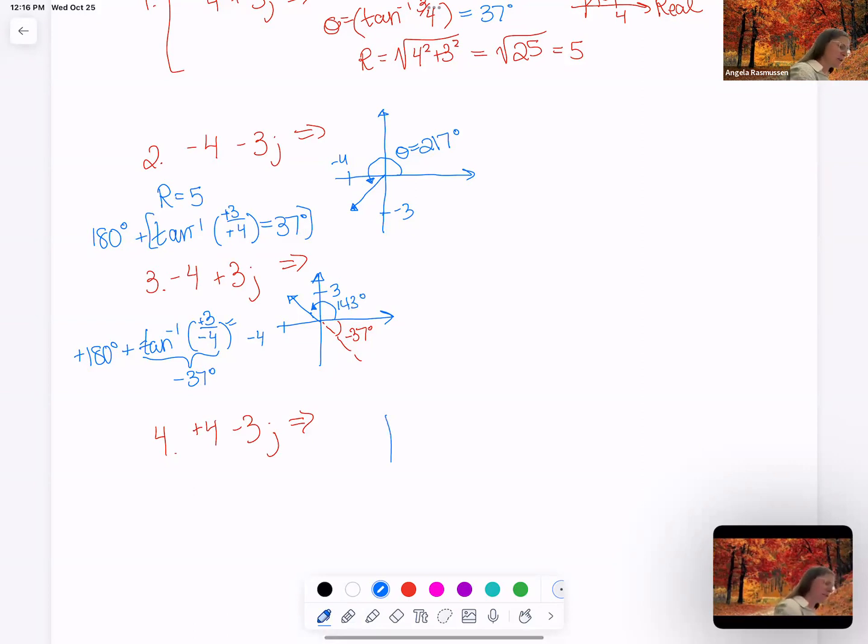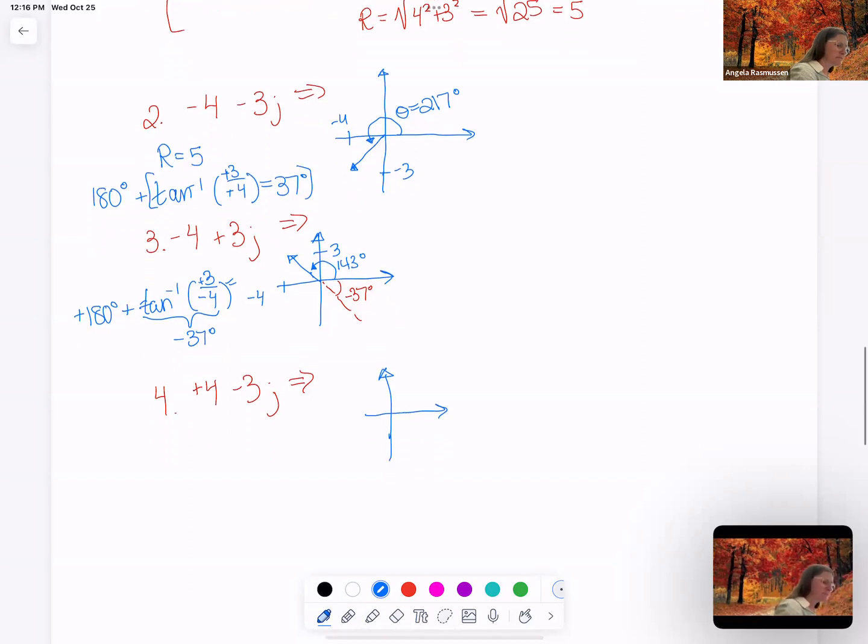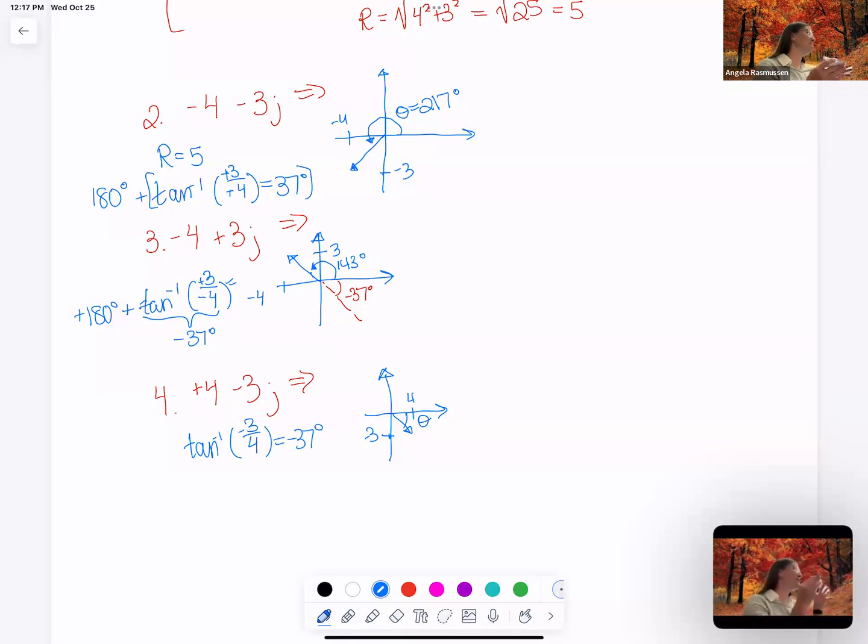All right, this one, it's going to go over 4 and down -3. And so now when you do it, you're still going to get that negative 37 degrees, but that's going to be correct because you're in the right quadrant. Does that make sense? Hopefully that clarifies.